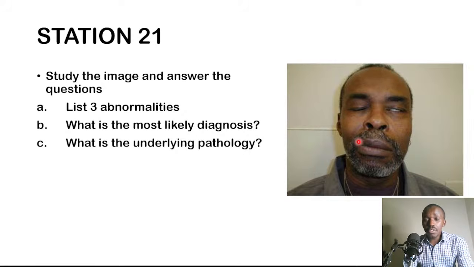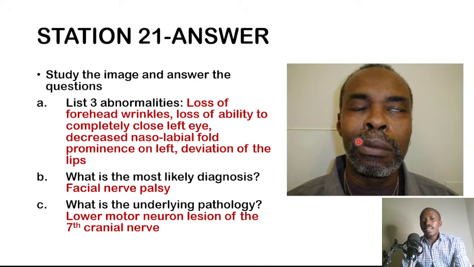So most likely they have something that could be affecting their facial nerve. Here they have loss of the wrinkles on their forehead, loss of the ability to completely close the left eye. Then of course there's a decrease of the nasolabial fold. The nasolabial fold is from the corner of your mouth to the corner of your nose here. That's known as your nasolabial fold.